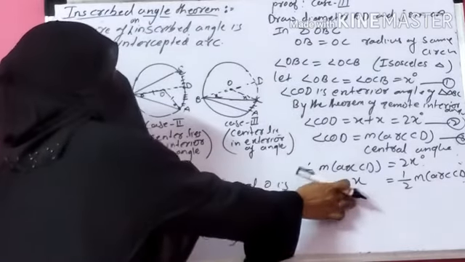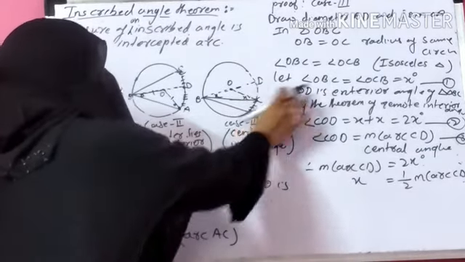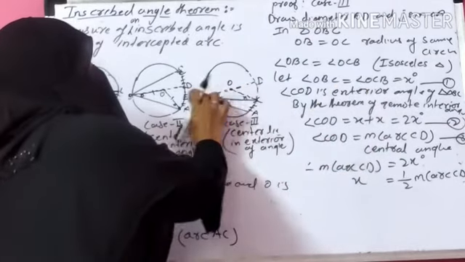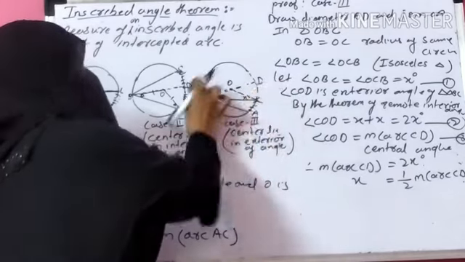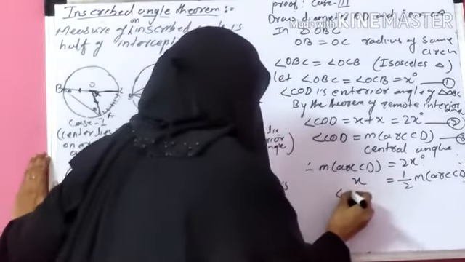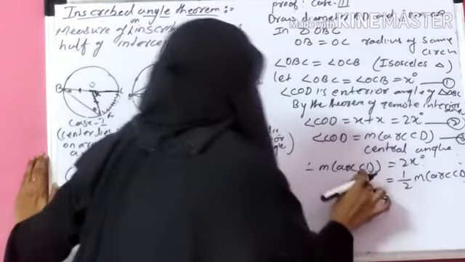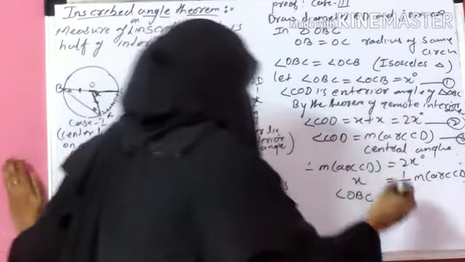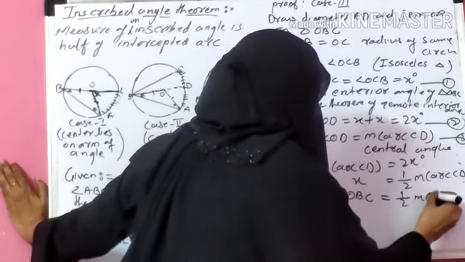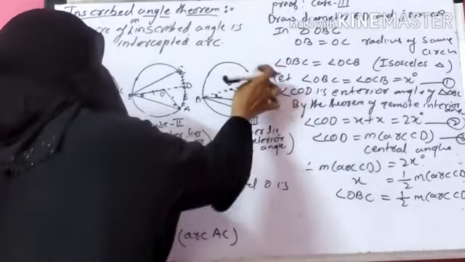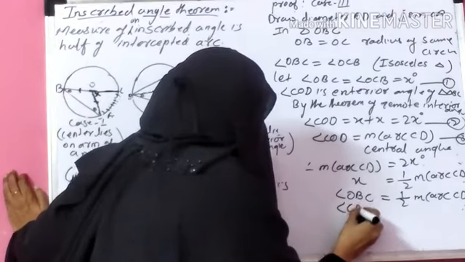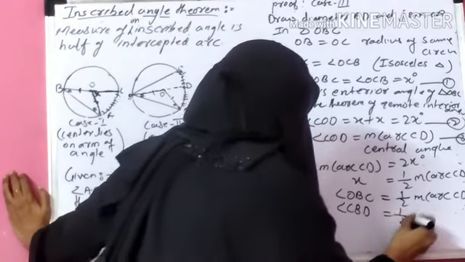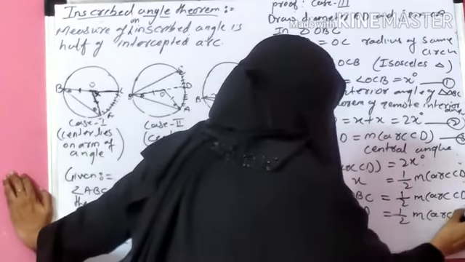So in place of x you can write angle OBC, or you can write DBC or CBD, whatever you want. Angle OBC is half of the measure of arc CD. So therefore angle CBD is half of the measure of arc CD.